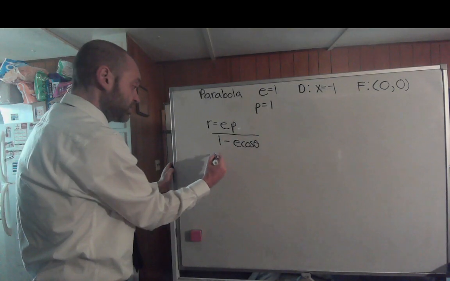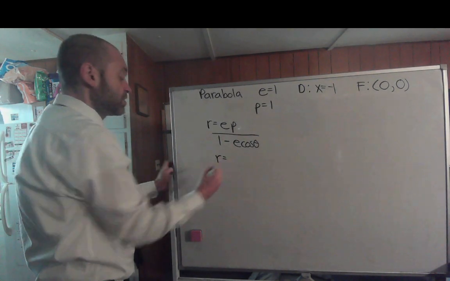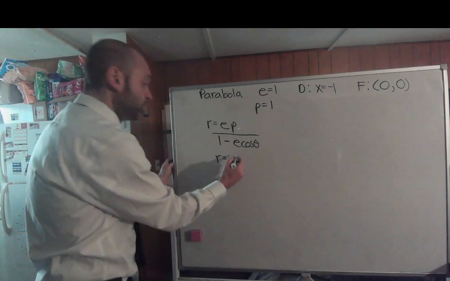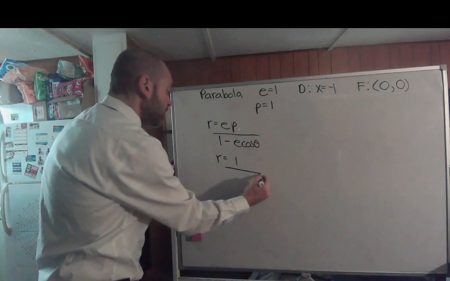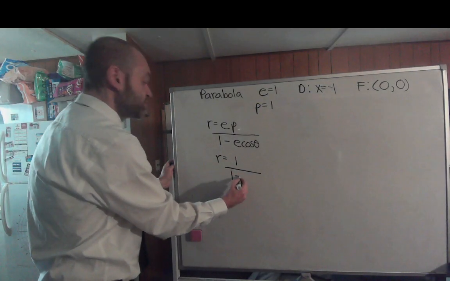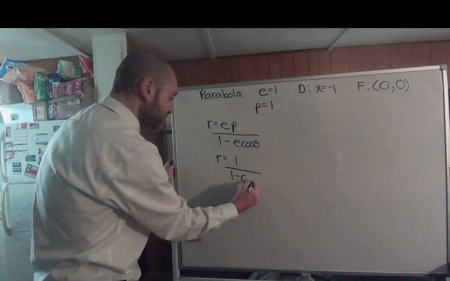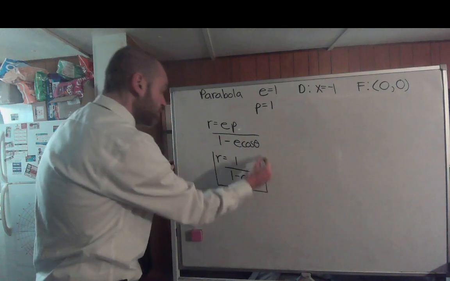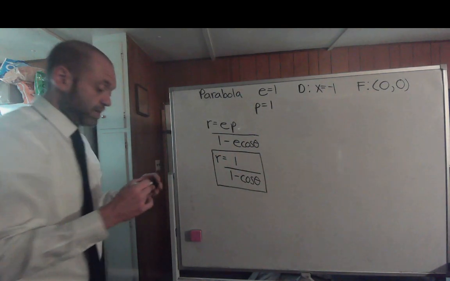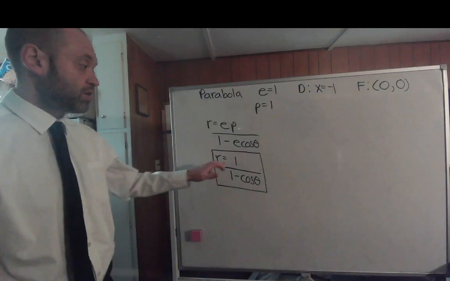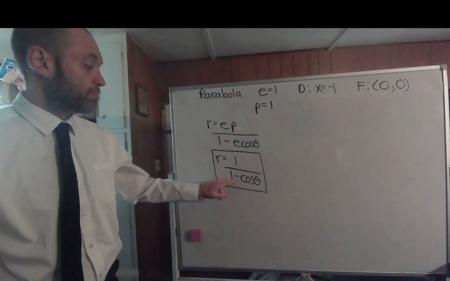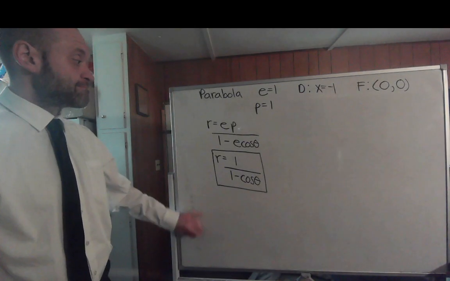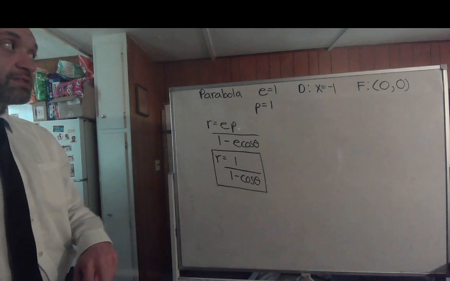Let's just plug in all these values. R equals E, which is 1, times P, which is 1. 1 times 1 is 1, all over 1 minus your eccentricity of 1 times the cosine of theta. So in polar form, you get the equation of this conic section being R equals 1 all over 1 minus cosine of theta, based on what we plugged into the formula.